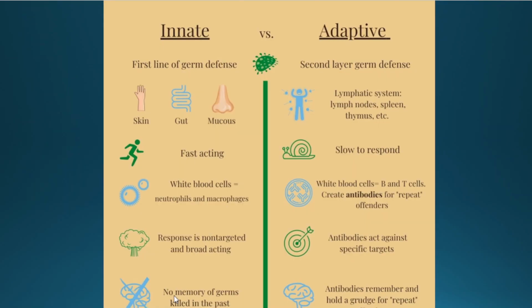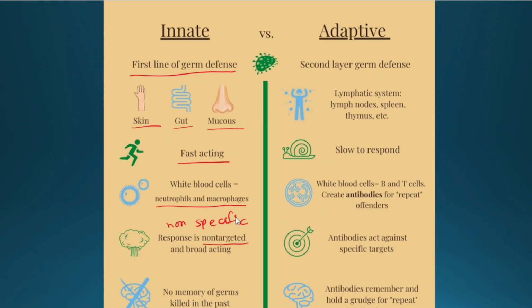Our innate immunity is the first line of defense. Yes, it is the first and foremost defense mechanism which counterattacks the entry of pathogens into our body system. It involves the skin, gut and the mucous membranes. It is very fast acting because it is the first one that counterattacks the pathogen. It includes white blood cells, specifically neutrophils and macrophages. The response is non-targeting, meaning it is a non-specific immunity.